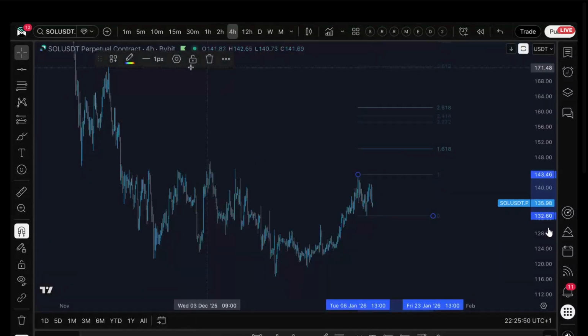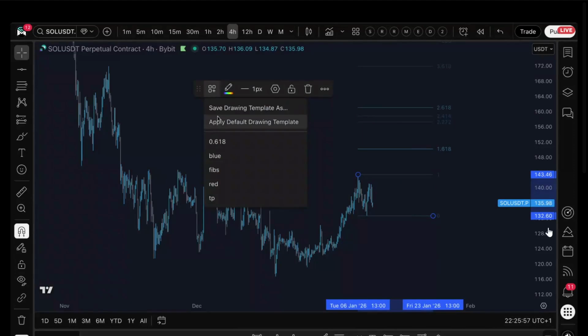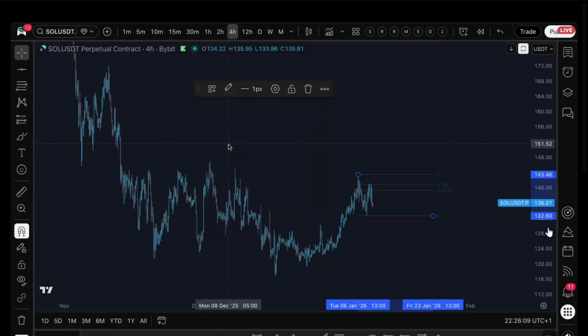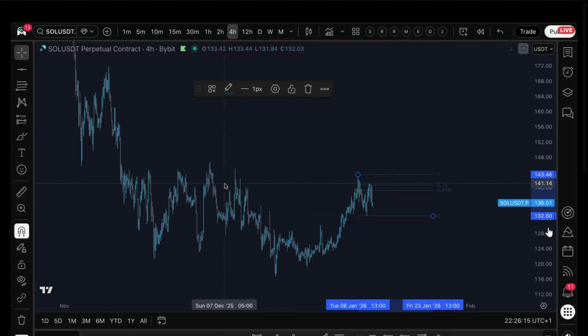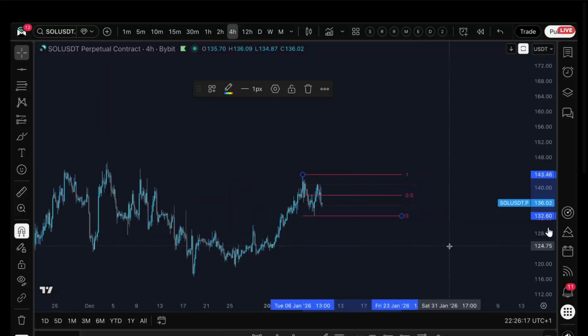I don't know if it's also possible in the free version of TradingView, but you can also make templates for Fibonacci. For example, this is my target setting here, TP setting for Fibonacci. And when I want to use it for dips, I choose this one. So I have different templates here. And for ranges, for example, I have also this template. So this is a range here now.